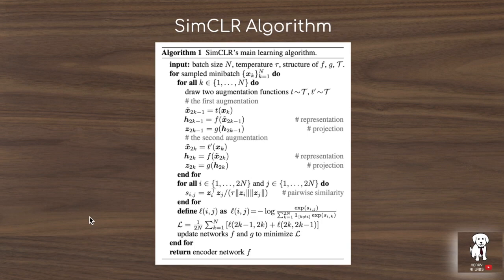Now that we have an understanding of the contrastive self-supervised learning task, the composition of data augmentations, and the separate projection head, we can walk through the pseudocode of the SimCLR learning algorithm. So the input is the batch size of the network, the temperature tau that's used to smoothen out the dot product similarity between these representation vectors z, the structure of the neural network f, then the nonlinear projection from h to z, g, and then the data augmentation function t.